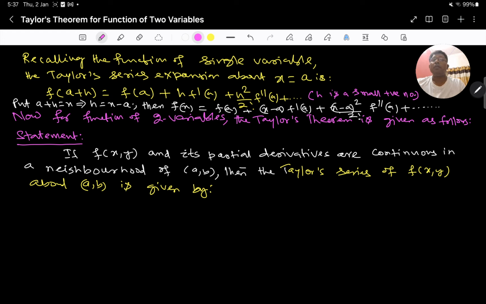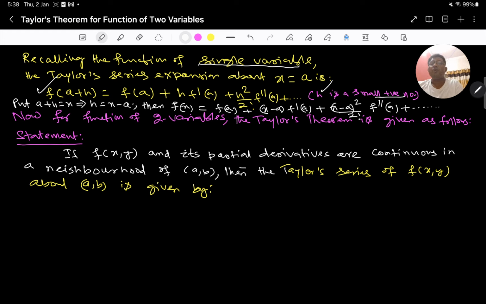Hello everyone. In this lecture, I shall discuss Taylor's theorem and Maclaurin's theorem for functions of two variables. Now, if we recall our previous lecture for a function of a single variable y equal to f of x, the Taylor's series expansion about the point x equal to a is f of a plus h equals f of a plus h f dash a plus h square by 2 factorial f double dash a and so on, where h is a small positive number.